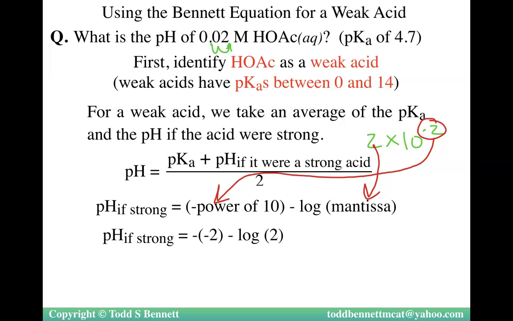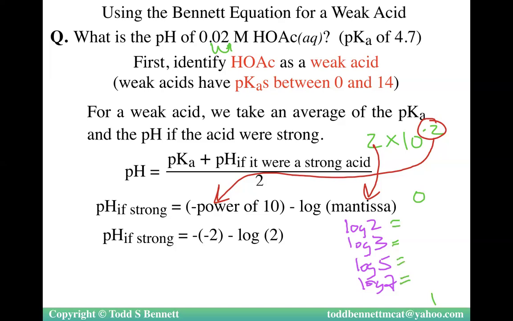I need to memorize some logs. Conveniently, when you multiply numbers, you add their logs, so I only need to get the prime numbers. Those are the ones I need to know. Between 1 and 10, just remember the log of 1 is 0 and the log of 10 is 1. So all these logs have to be somewhere between 0 and 1.